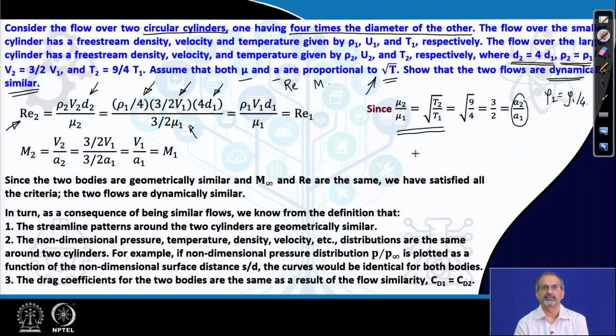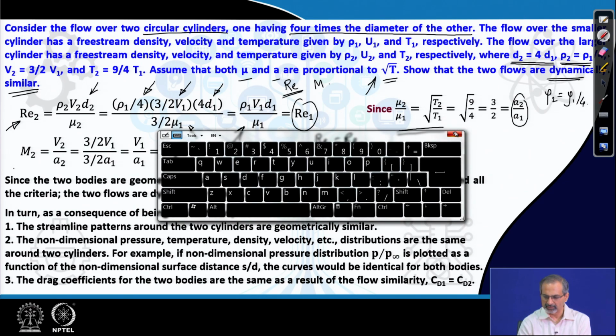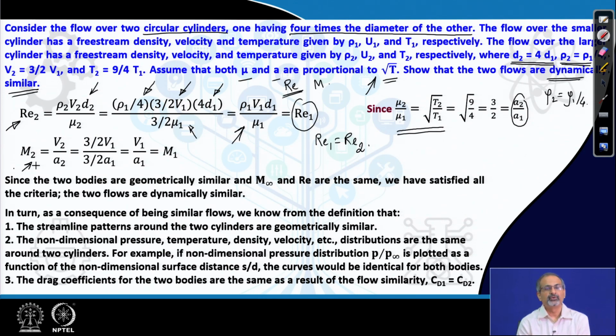Which is also equal to the ratio of the speeds of sound for the two cases. Thereby, what we end up getting is rho 1 V 1 d 1 by mu 1, which is the definition for RE 1. Therefore, we get a condition RE1 equal to RE2. So, we have maintained equality of one of the important non-dimensional parameters already. When it comes to Mach number, you do a similar process and thereby you get V2 by A2 finally coming up as V1 by A1. Therefore, Mach number equality is also established. So, the two flows can be claimed to be dynamically similar.